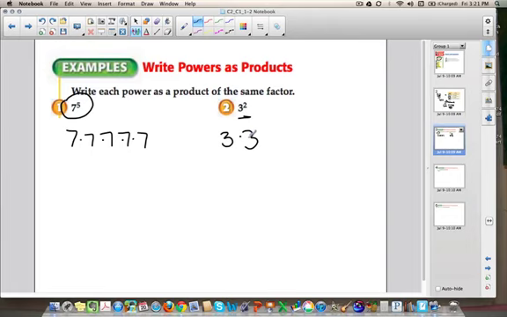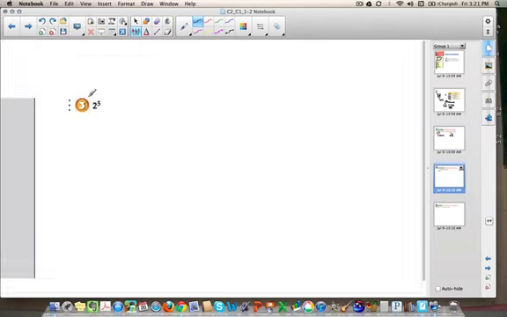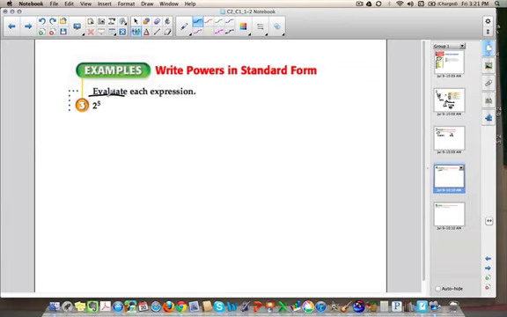That's the first thing that you need to be able to do for today. The second thing that we need to be able to do today is we need to be able to evaluate each expression.